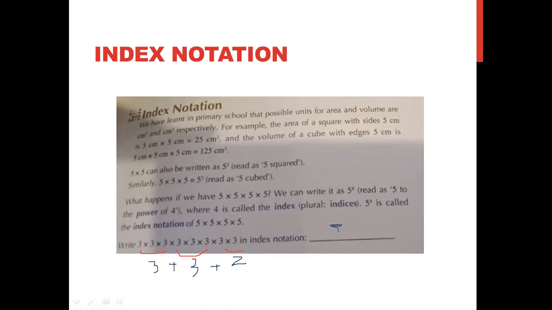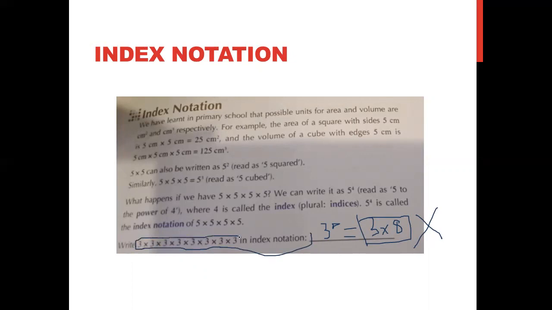So now we would say it is not 3 multiplied by 8. This is the common mistake we make. Instead, this is 3 to the power 8. Mostly right now we'll write it like this. But while we're expanding it, we would not write 3 multiplied by 8, that is wrong. That means it is 3 multiplying by itself 8 times.